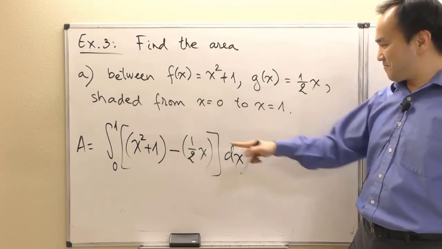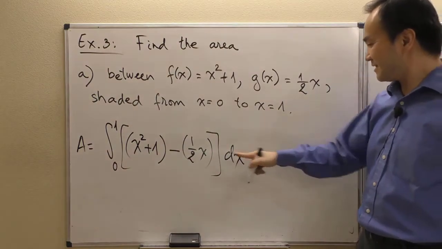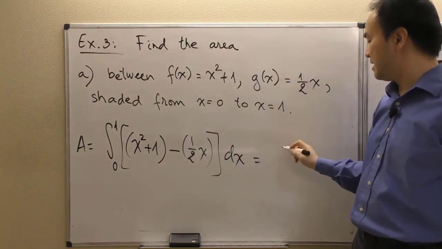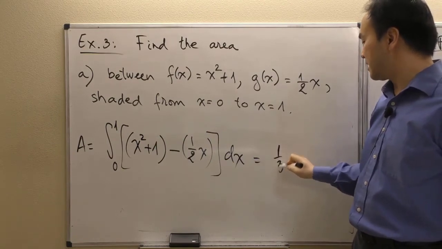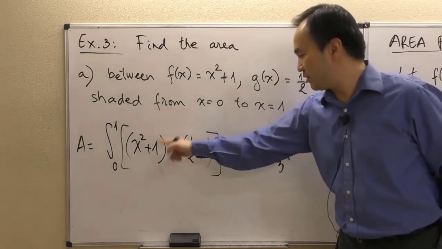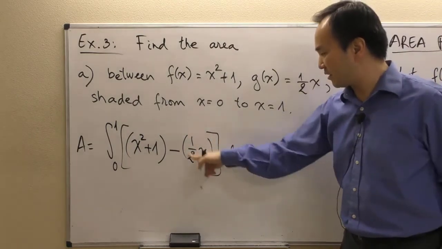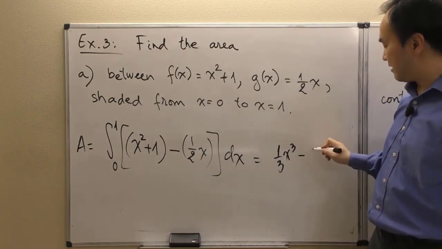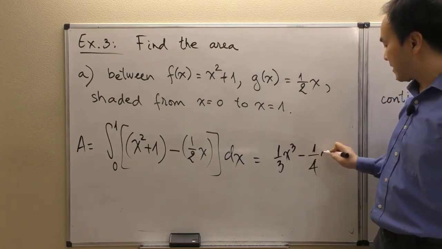So find the antiderivative of the two terms here. The first term is an x squared. It gives me 1/3 x cubed. That middle term is a constant. How about I integrate this one first. I'm rearranging the terms a little bit. So now that gives me a 1/4 x squared.